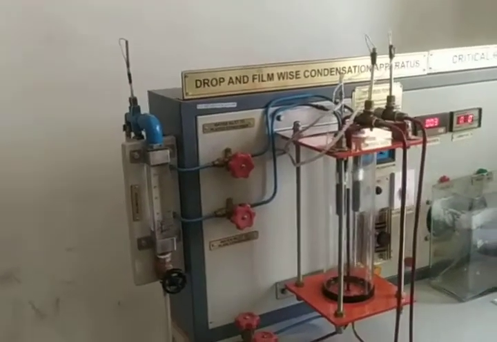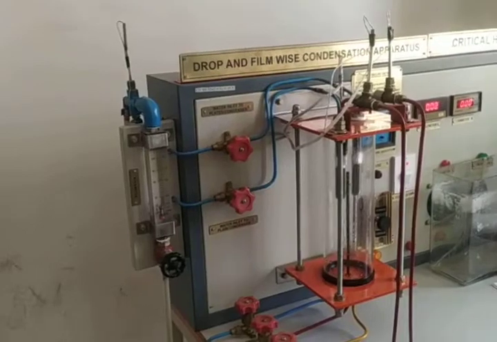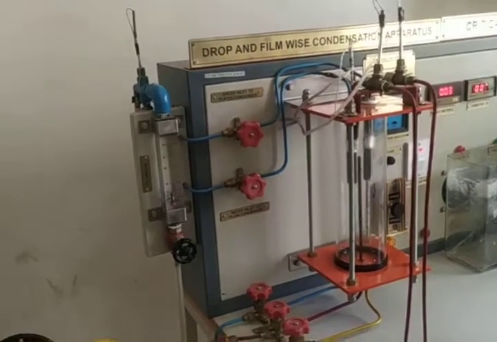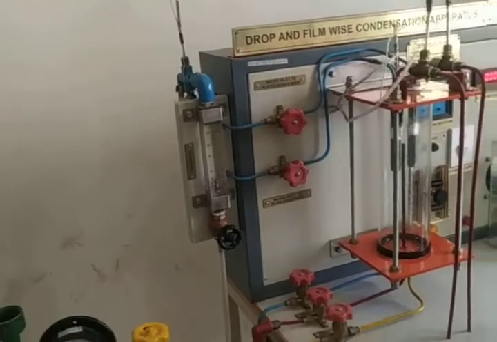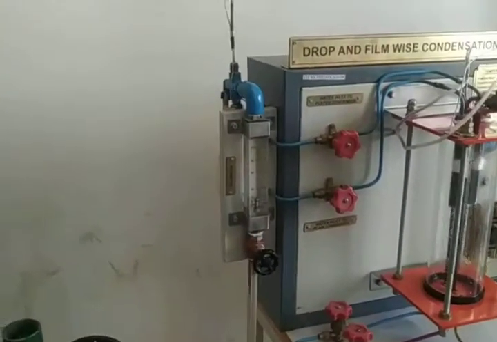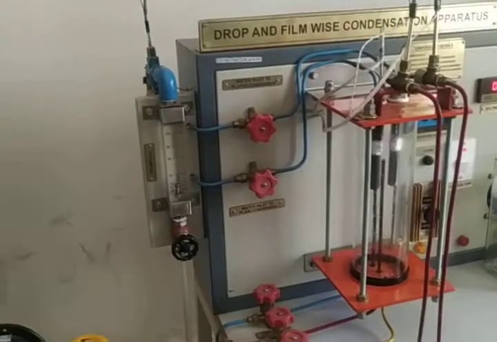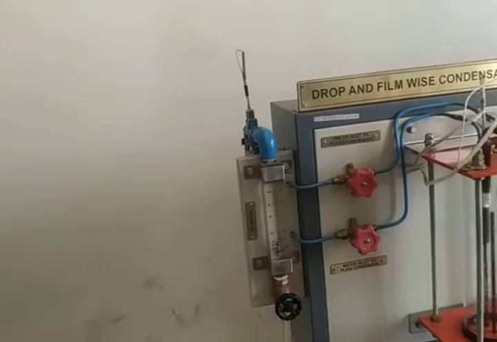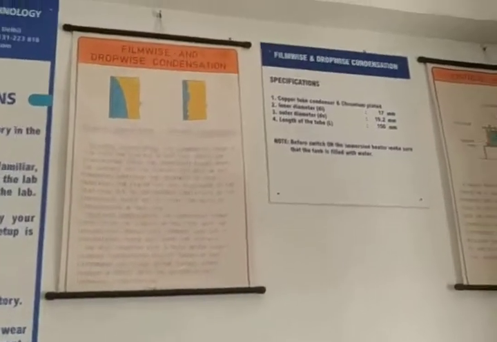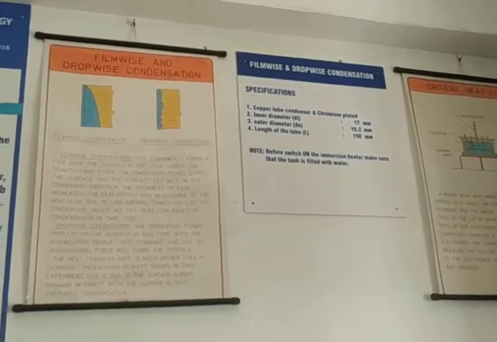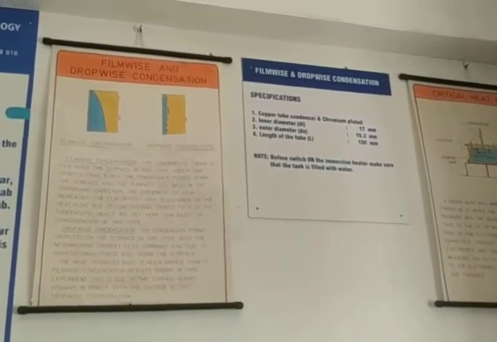Apparatus. We know that condensation occurs when the steam gives away its heat in the power plants and gets condensed. This is the main thing we need to learn. In condensation we have two types: one is drop-wise condensation, and the second is film-wise condensation. For drop-wise condensation, droplets will be formed.